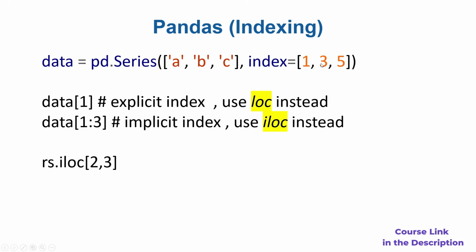Because 1 and 3 are also explicit indices. And whether this 1:3 is referring to the implicit indices, that are the default indices, or to these indices, this confusion is there. We will see how to handle that confusion using the loc function and the iloc function. We will see that in the next video.